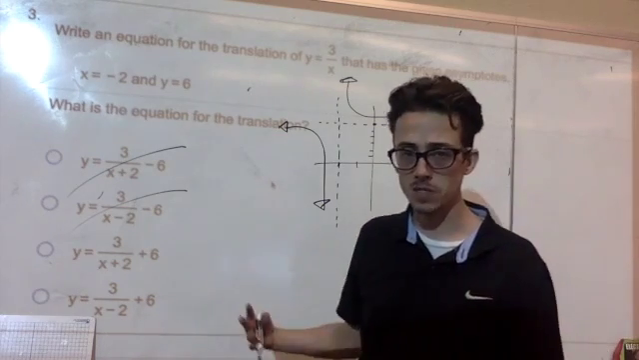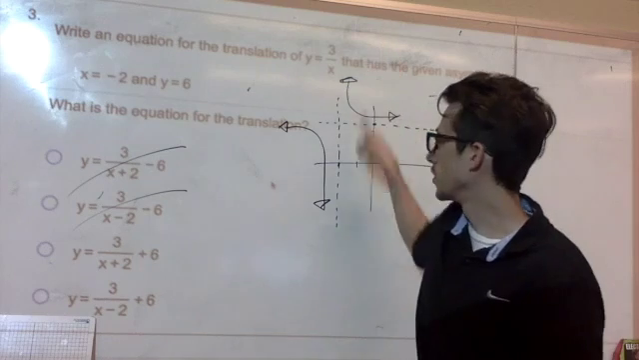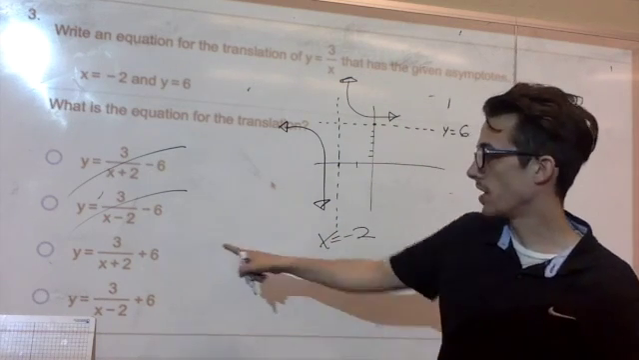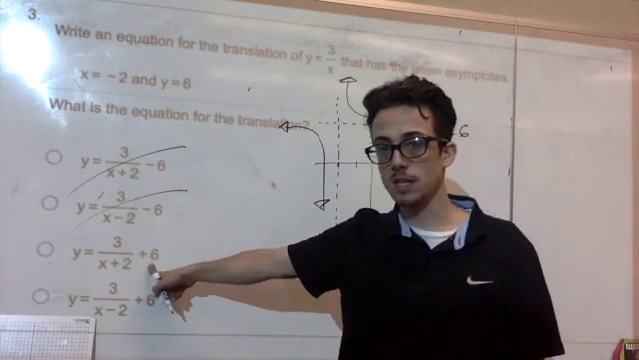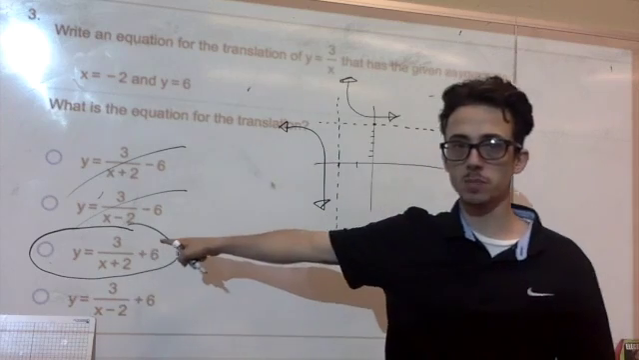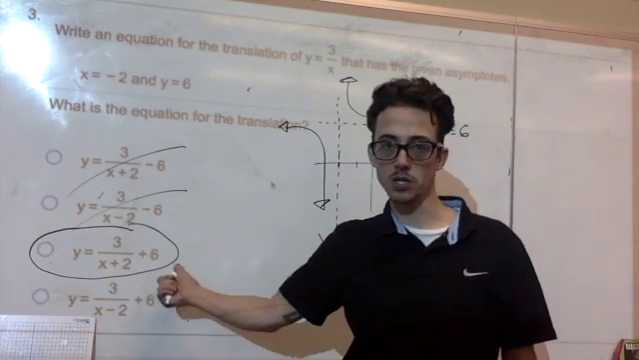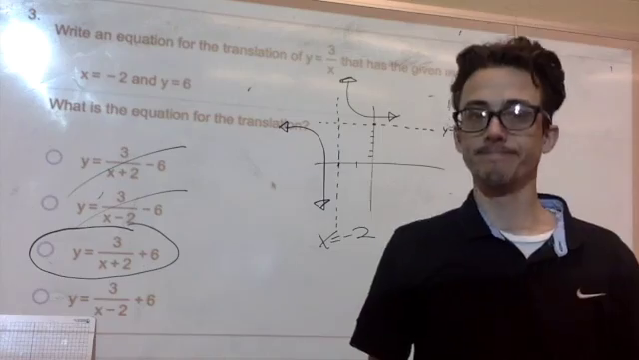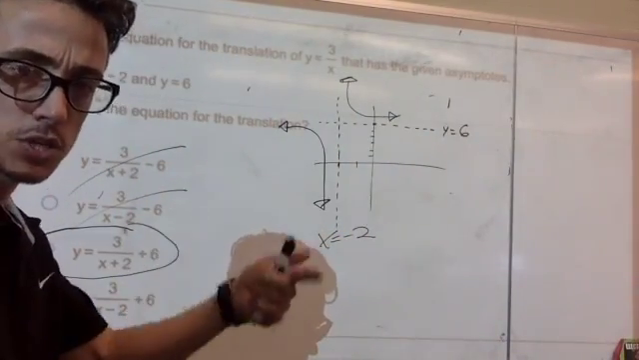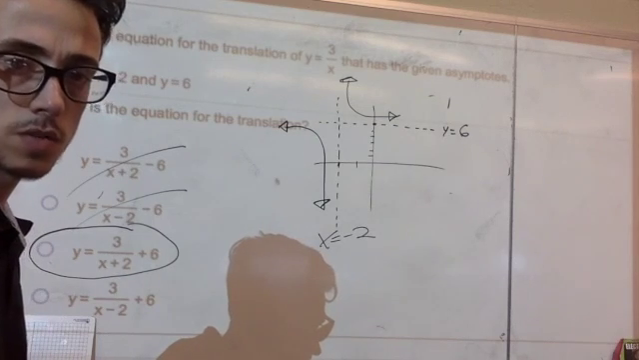Remember, we want opposites for our vertical asymptote. So I know that if we're using opposites, C is actually the best bet: 3 over x plus 2, and then adding on an additional 6. That's what we want. So although this one's multiple choice, you should understand each little step of the process that took this further.